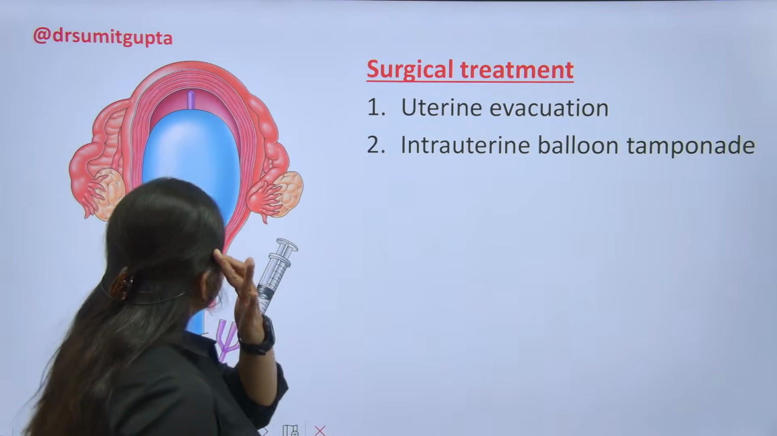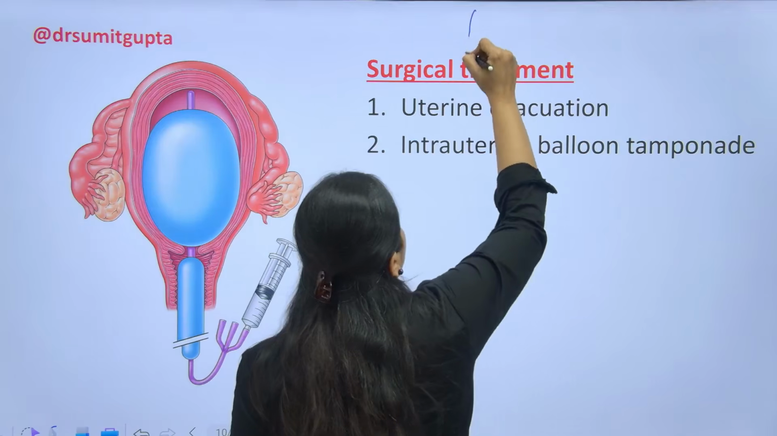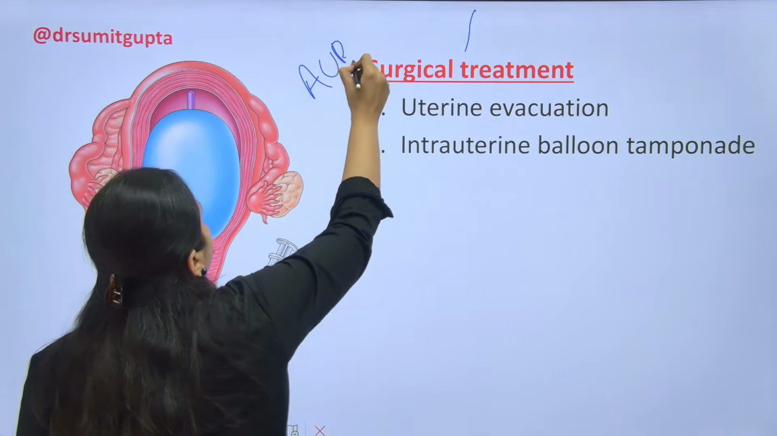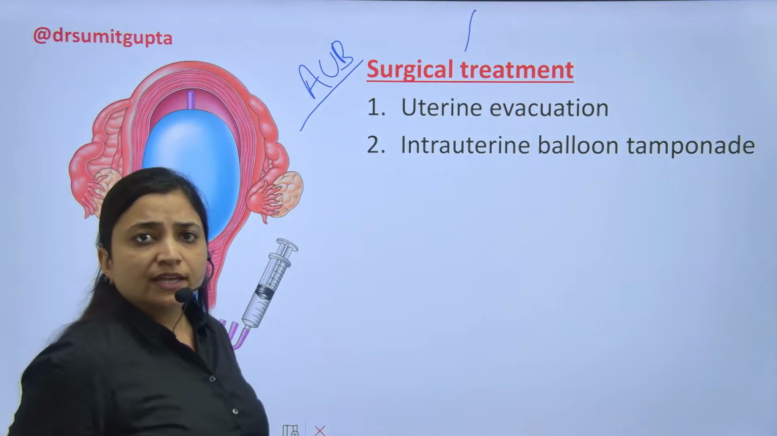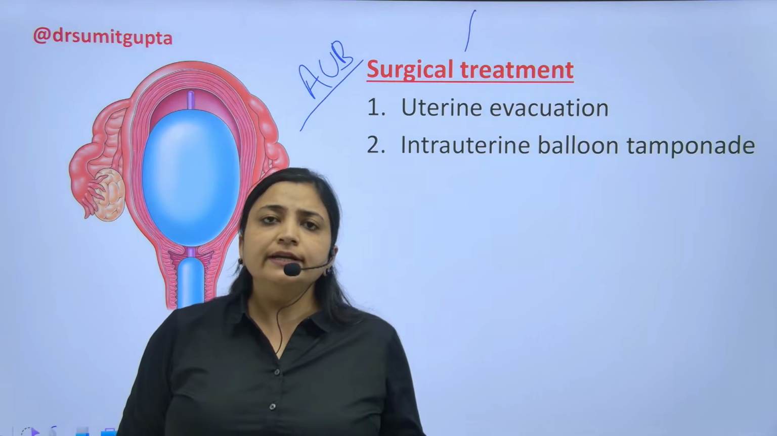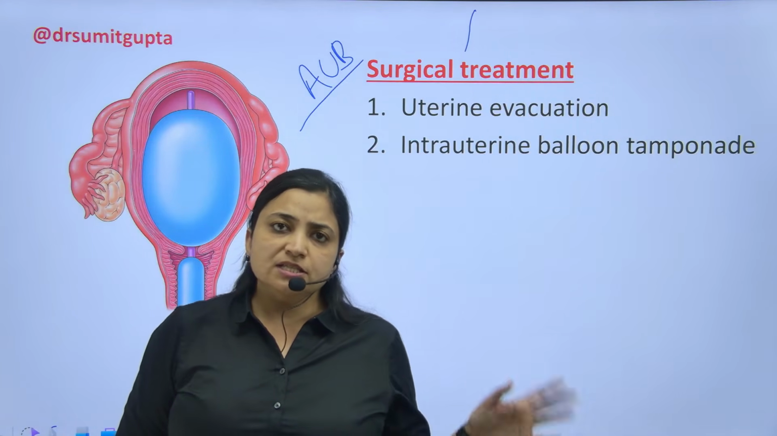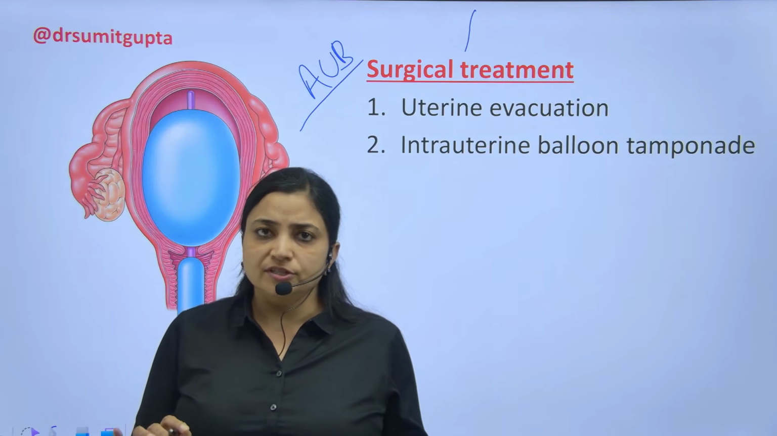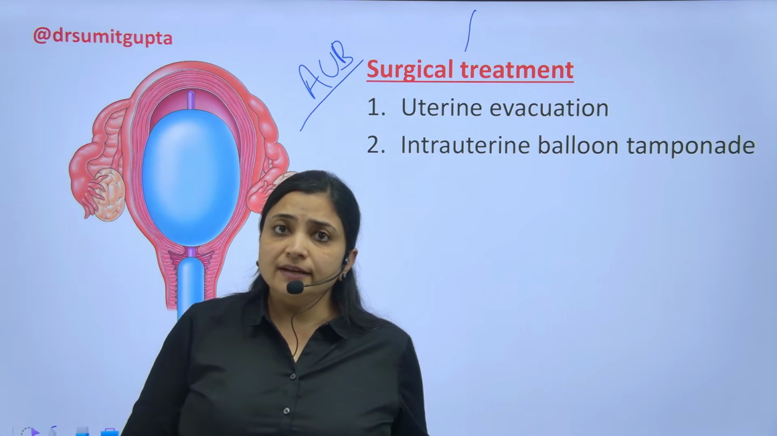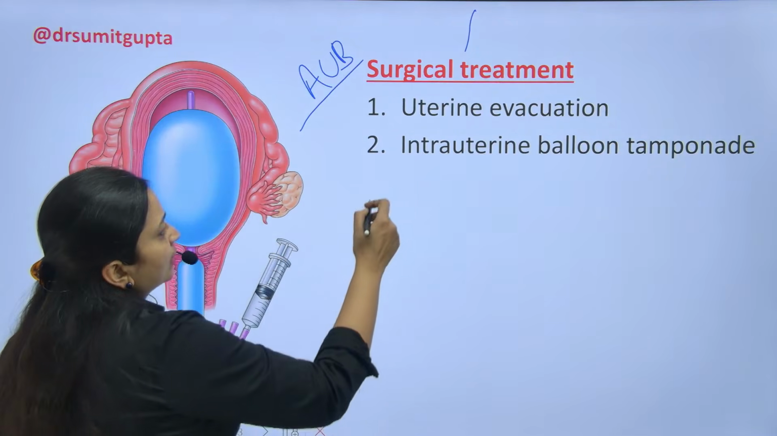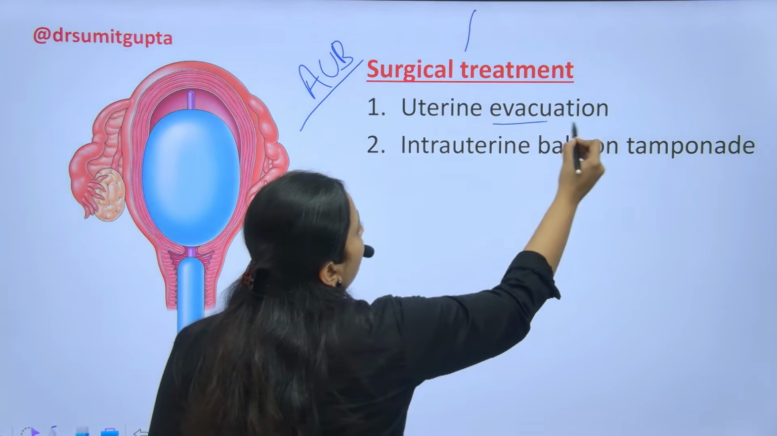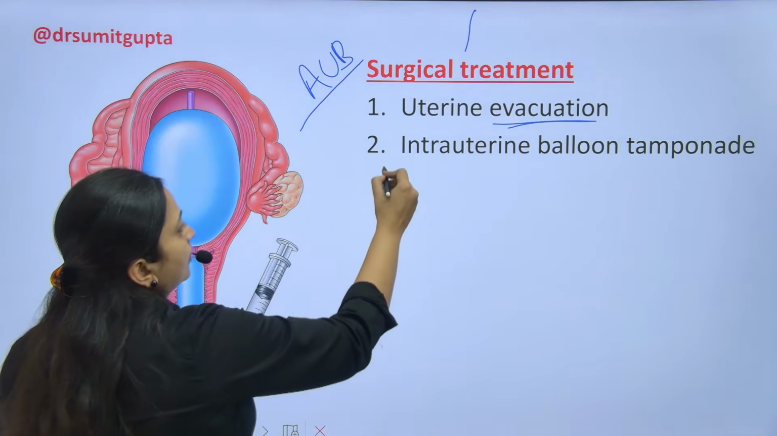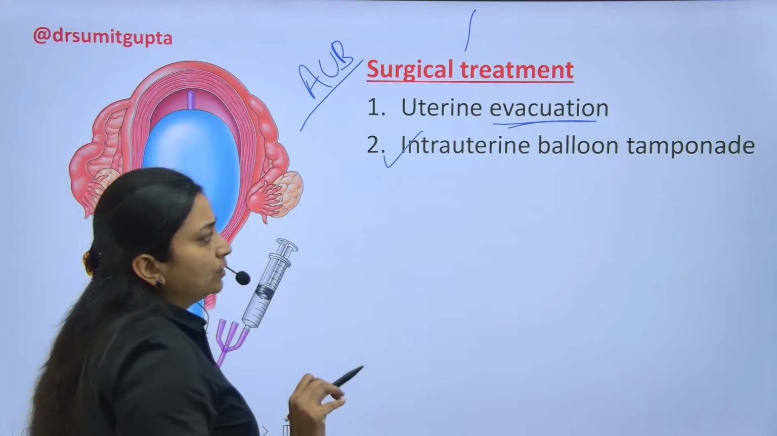Then comes surgical treatment. Here we are talking about acute AUB. In general, acute AUB does not need surgical treatment. These medical treatments, adjuvant treatment as well as hormonal treatment, are sufficient. But still, if you are failing in medical management, then either you can evacuate or empty the uterus completely with some endometrium, or you can use intrauterine balloon tamponade.